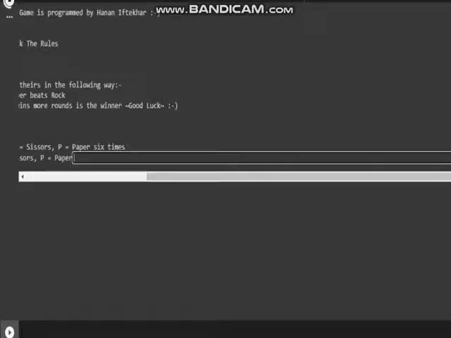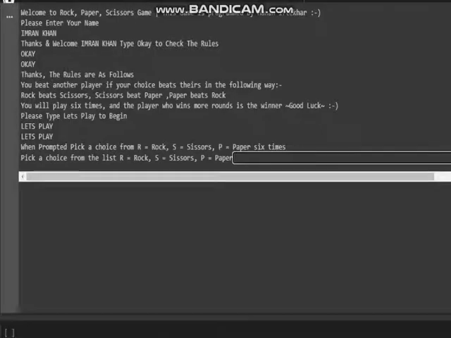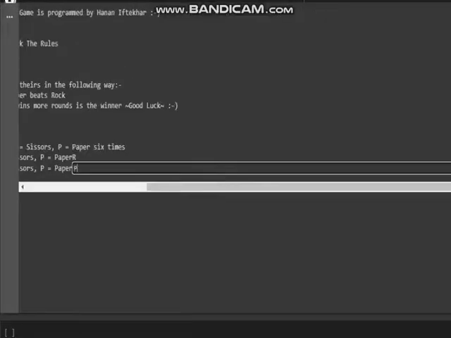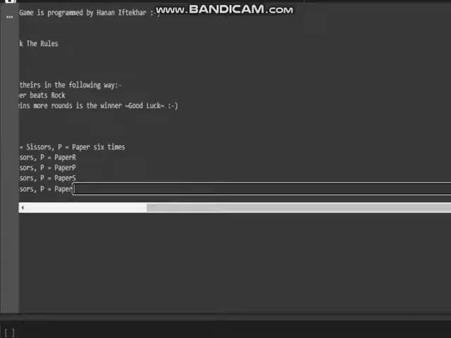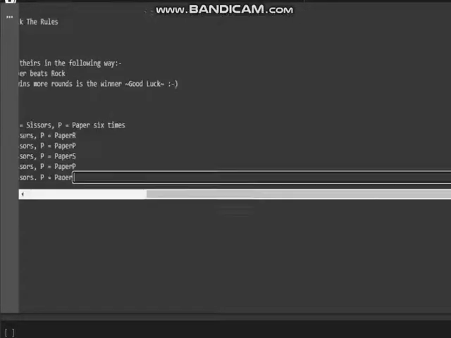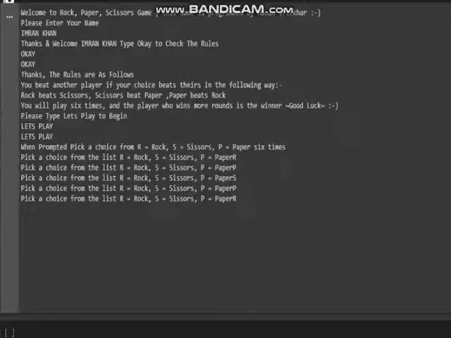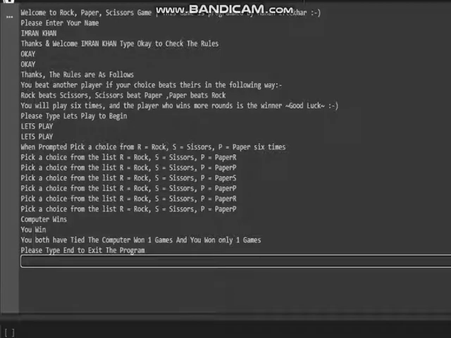So I am going to pick rock in the first game, paper in the second, S for scissors in the third, P for paper in the fourth, rock in the fifth, and finally paper in the last one. So let's see who wins. You both have tied. Computer won 1 game and you won 1 game. So we have tied again indeed.